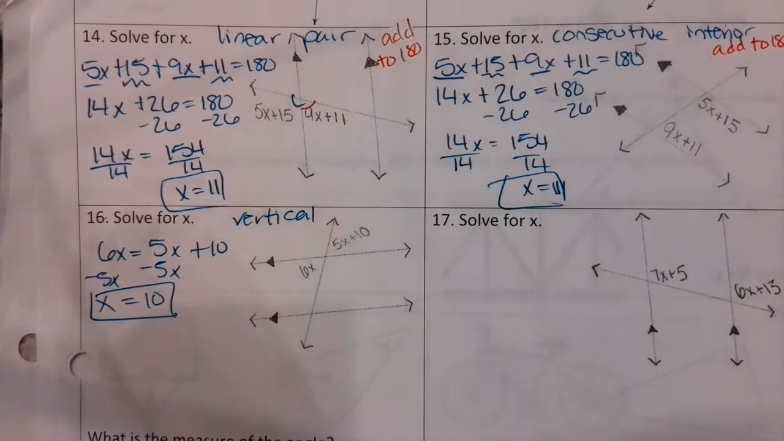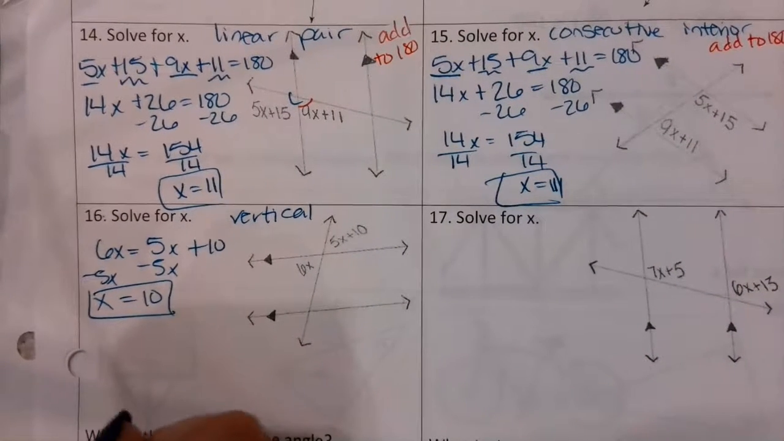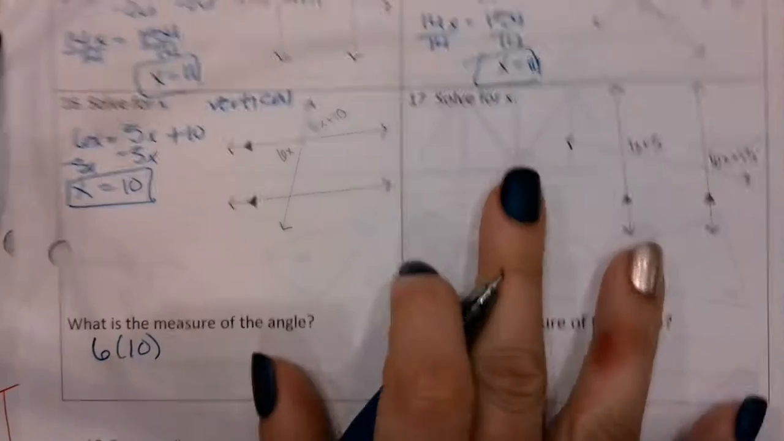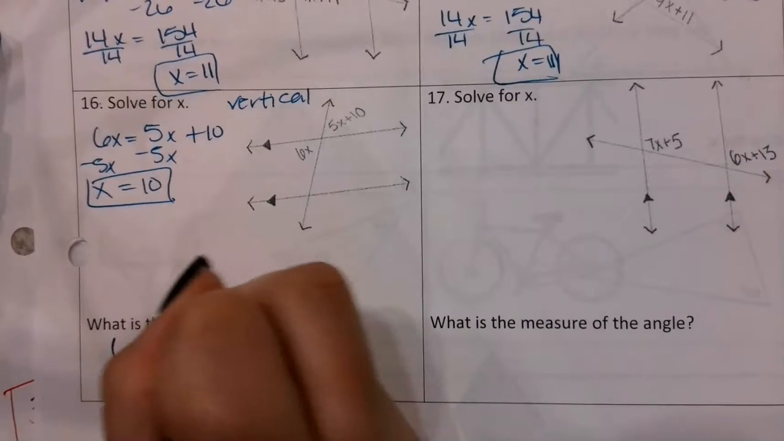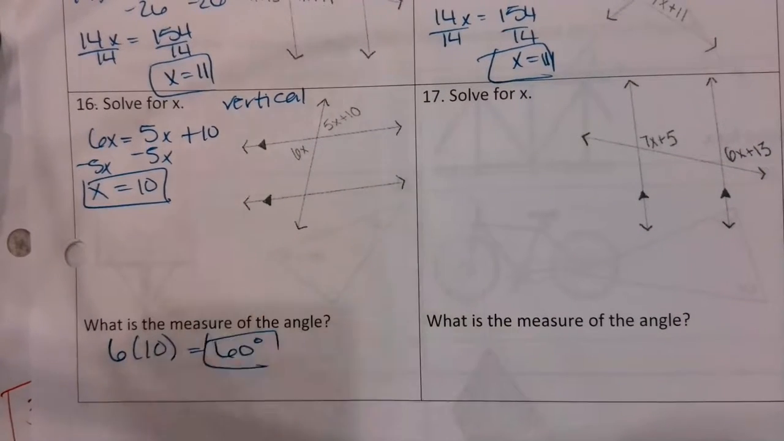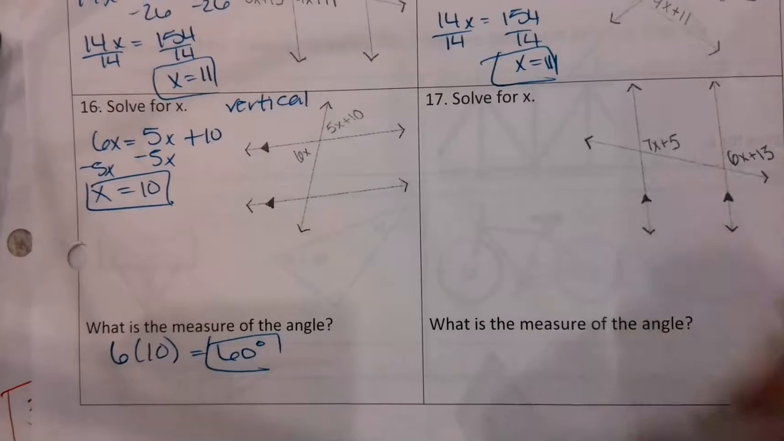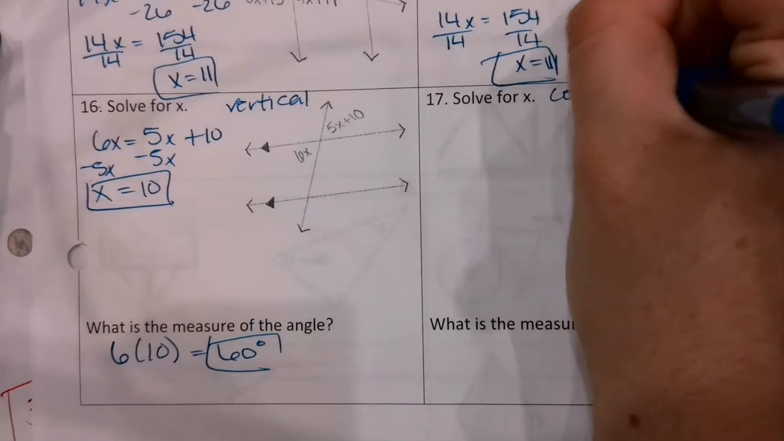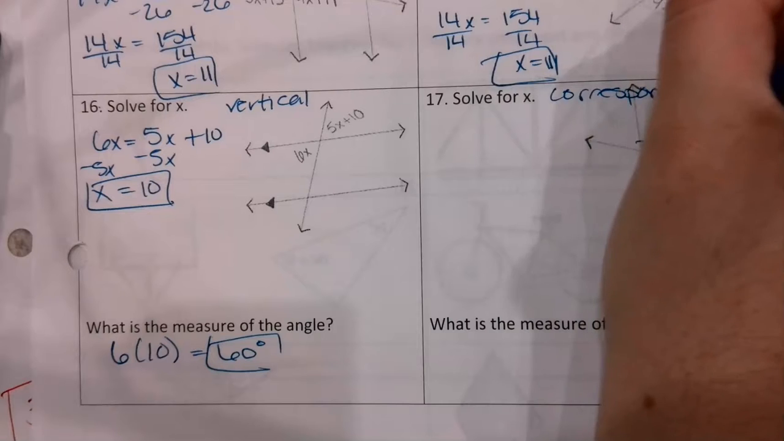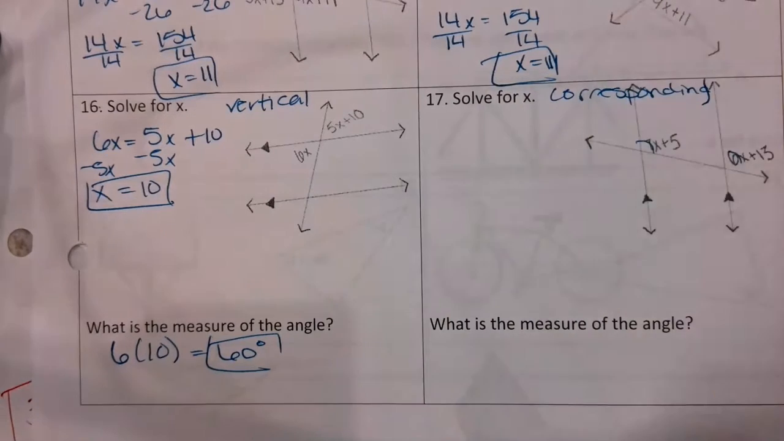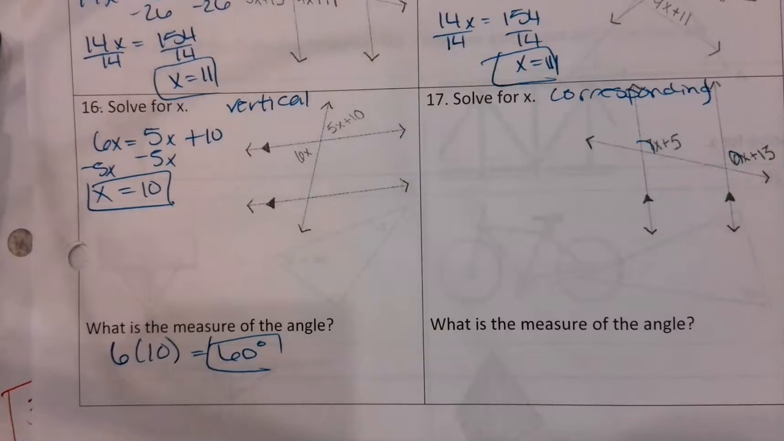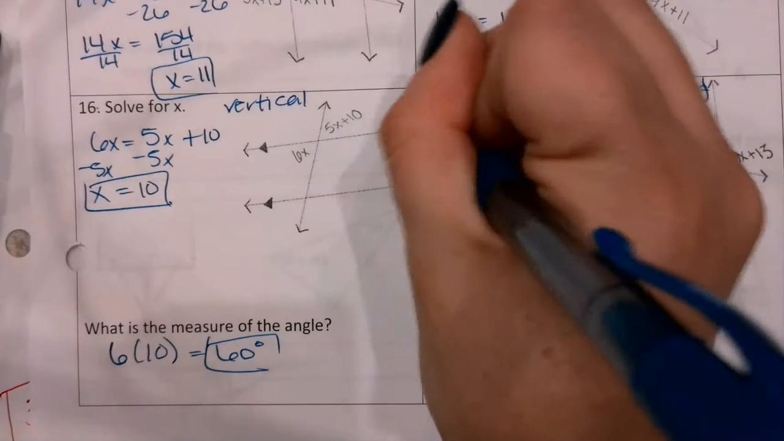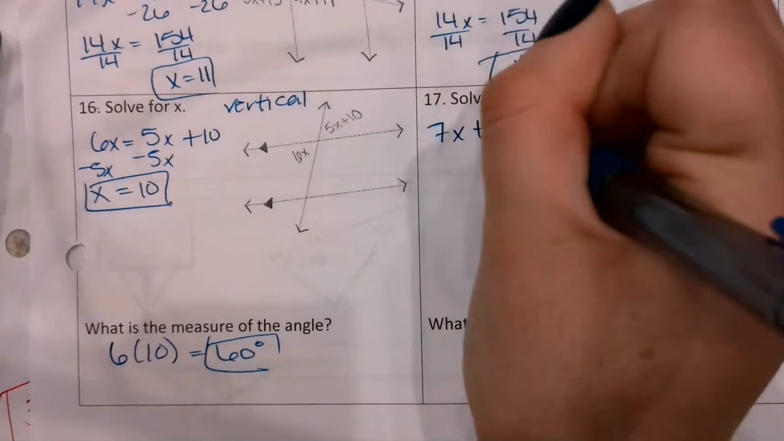Then it wants me to find the measure of the angle, so I can plug back in. I'm going to pick this one because it's easier. 6 times 10 gives me 60 degrees. Over here, these are corresponding, so I can set them equal to each other. I wrote over my numbers. That was a good plan. Hold on, let me look at this again. So I have 7x plus 5.